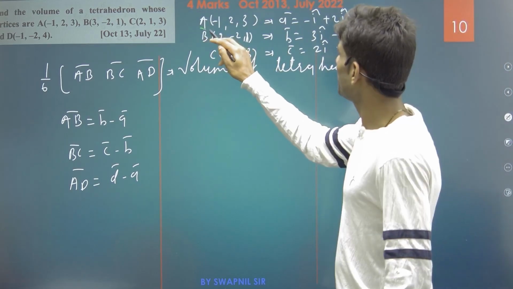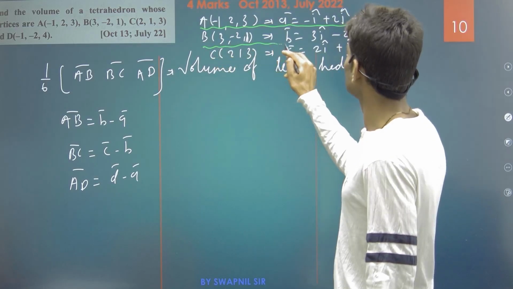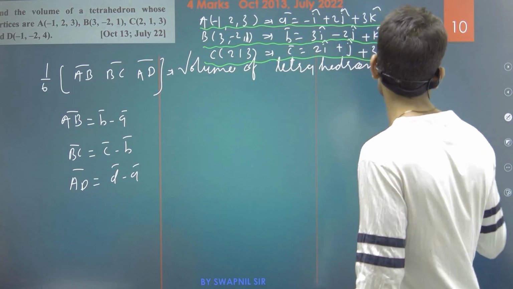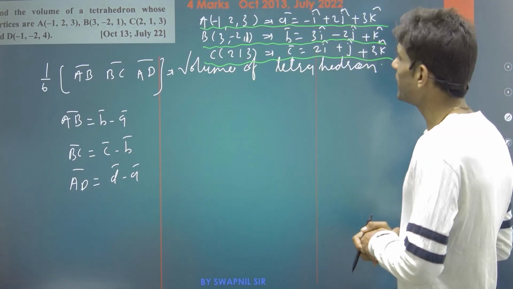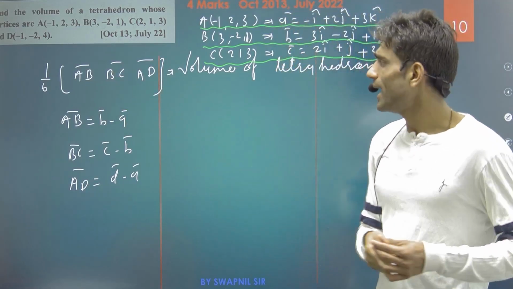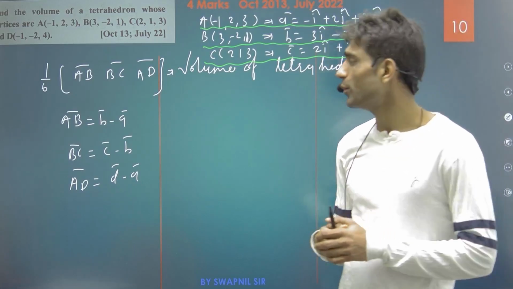This one is the first position vector here. Similarly, the second position vector here, and similarly the third position vector we have here. We have three of these position vectors, and we want the volume of a tetrahedron. That means we want the value for AB bar, BC bar, and AD bar, multiplied by 1/6, which is our volume of a tetrahedron.